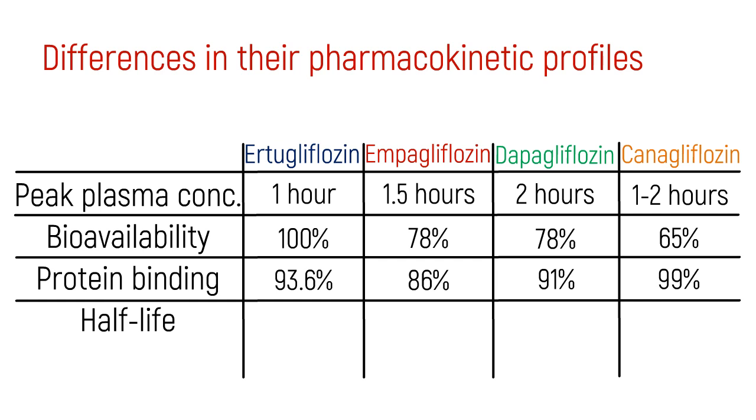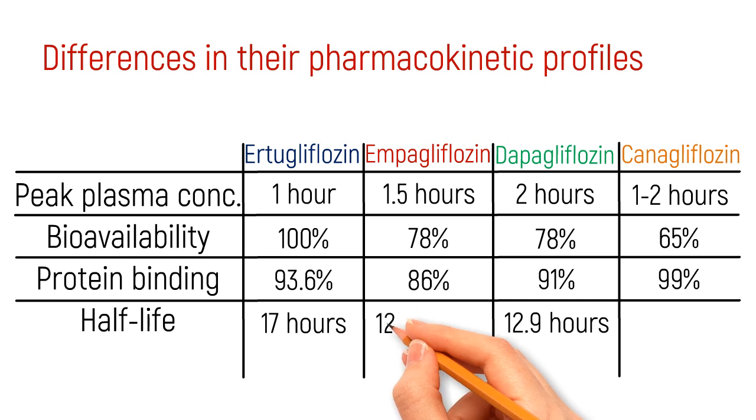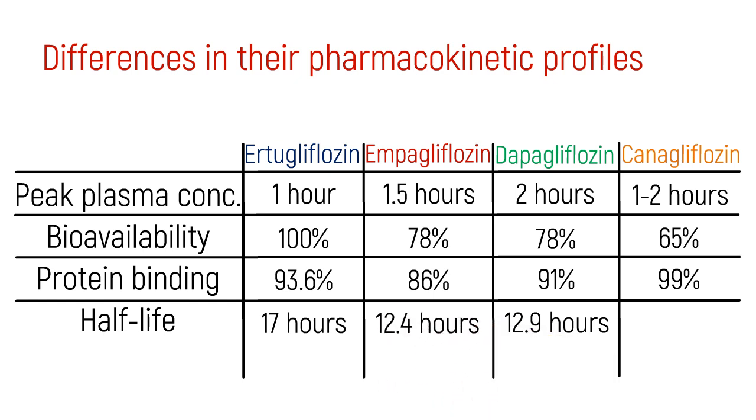interact with other medication. Regarding the half-life, ertugliflozin has the longest half-life at 17 hours, making it the most long-lasting, while dapagliflozin and empagliflozin are similar with half-lives of 12.9 and 12.4 hours respectively. Canagliflozin has the shortest range, between 10 to 12 hours, suggesting it may require more frequent dosing.